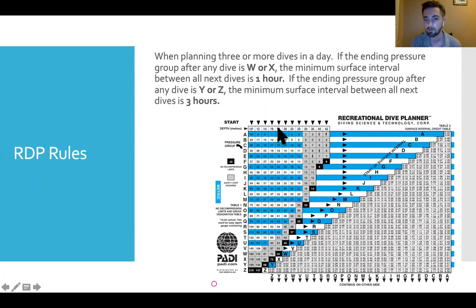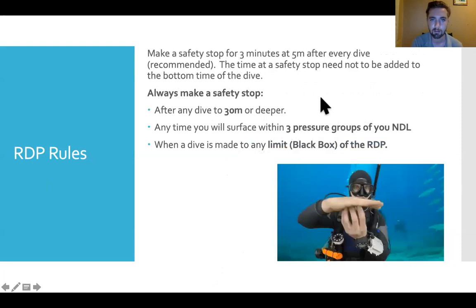56 minutes at 18 meters. We're going near our limits at 18 meters. We should be at least an hour surface interval after that. And actually, being aware of that when we're planning our surface intervals, if we're doing like a 2-dive boat or something like that. Making a safety stop for 3 minutes at 5 meters after every dive.